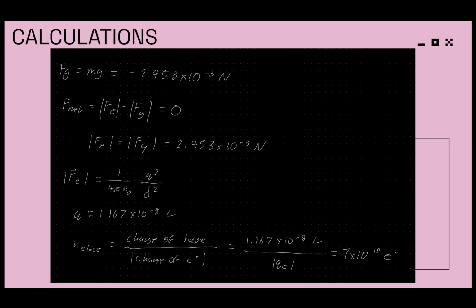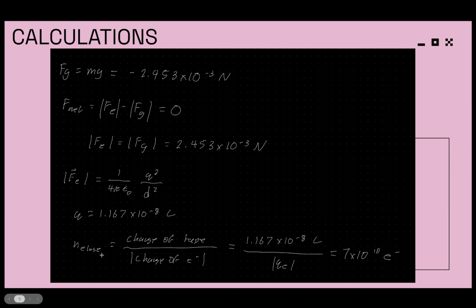So let's go over the calculations. Firstly, we're going to use the gravitational law, which is Fg is equal to mg. This is times the mass of the tape times gravity, which gives us this. Next, we have F net is equal to Fe minus Fg. This is saying that when the tape is levitating, the electric force and the gravitational force are balanced, so we can say that they're equal to each other, which is equal to this. Next, we can take the electric force equation and isolate it for Q, getting this. This is the charge on each piece of tape.